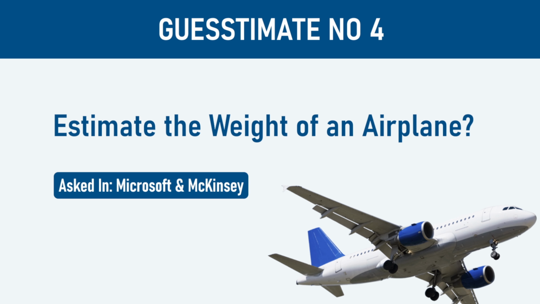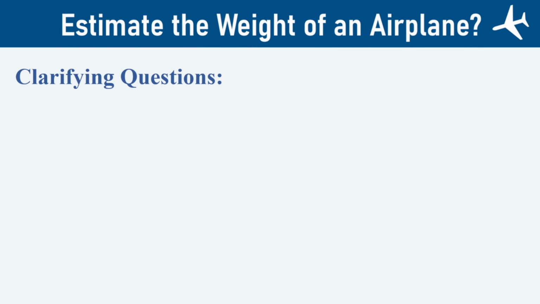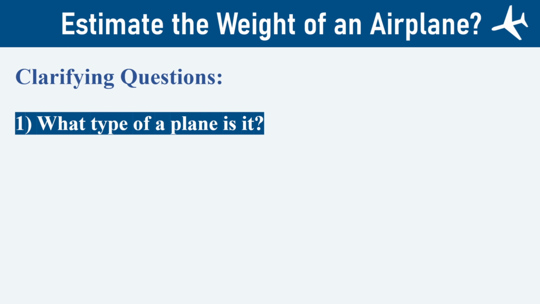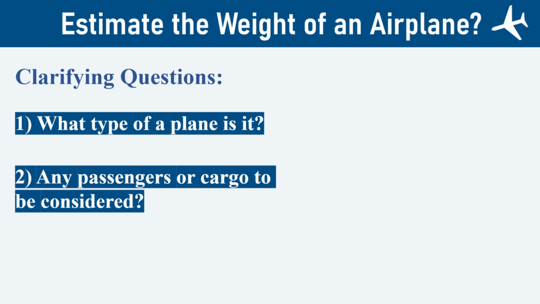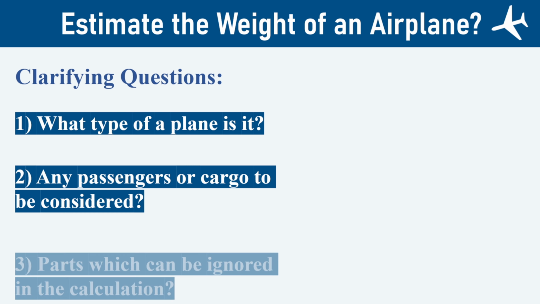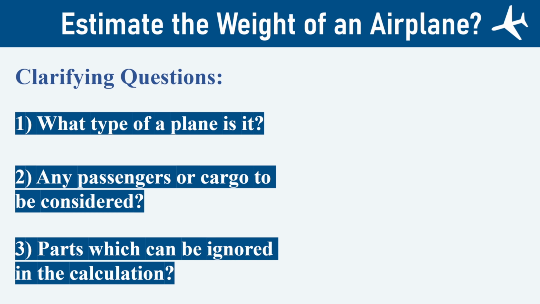So, before starting with the calculations, we will ask a few clarifying questions that will help us to do just that. Firstly, what type of airplane are we considering for this question? Are there any passengers or cargo whose weight we should count? What are the things whose weight we can consider negligible as compared to the weight of other bigger parts?